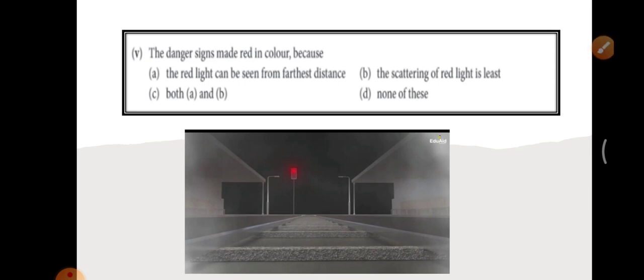The fifth question: danger signs are made red in color because option A, the red light can be seen from the furthest distance. Option B, the scattering of red light is the least. Option C, both A and B. Option D, none of these.